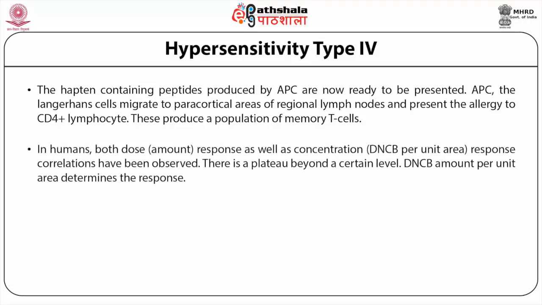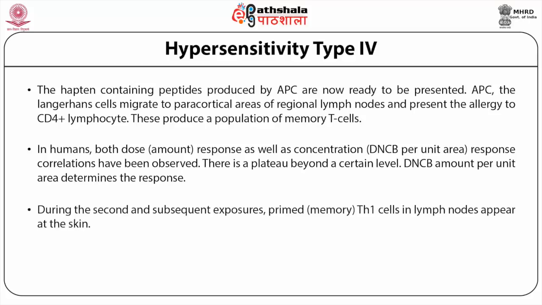In humans, both dose response as well as concentration response correlations have been observed, that is, the DNCB per unit area. There is a plateau beyond a certain level. DNCB amount per unit area determines the response.